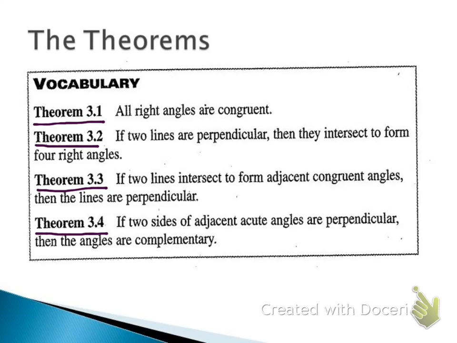So, theorem 3.1 says that all right angles are congruent. So if you have like angle 1, and I tell you it's a right angle, and you have an angle over here called angle 2, and I say it's a right angle, you now know that angle 1 is congruent to angle 2. That's what this theorem is stating. All right angles are congruent. Any questions?